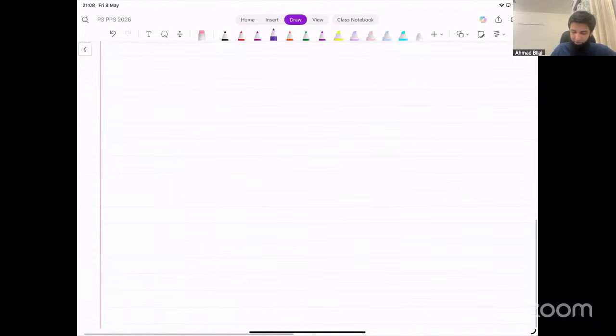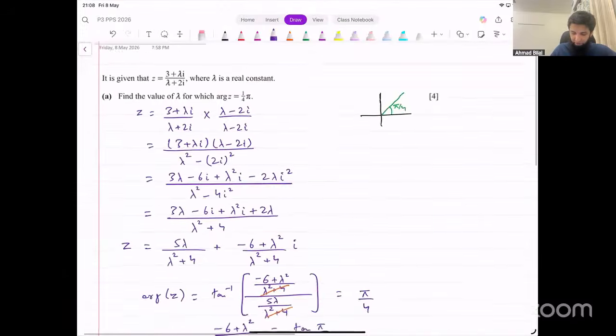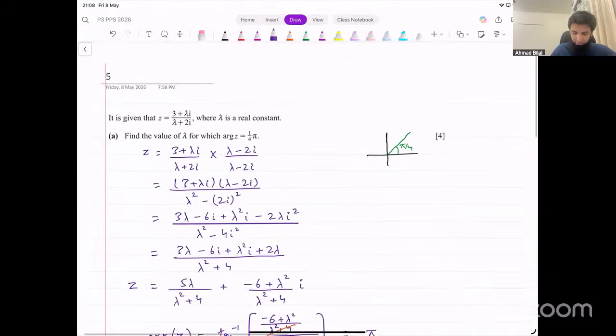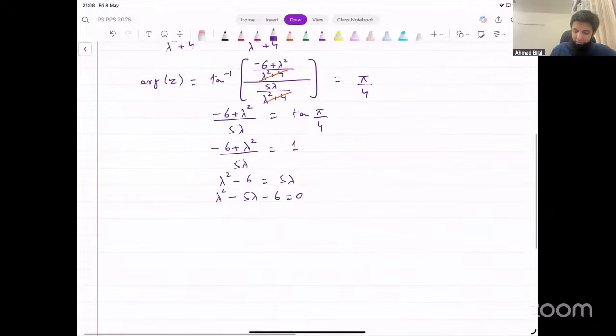There was another part to this as well. Where did that disappear? Okay. Lambda squared minus 5 lambda minus 6. We have to factorize this.